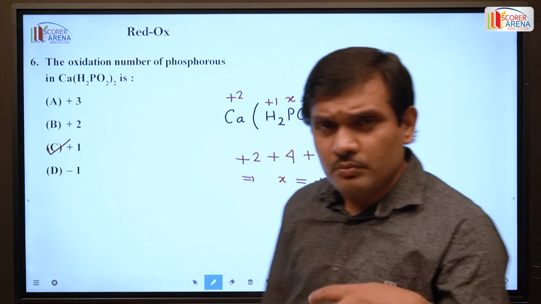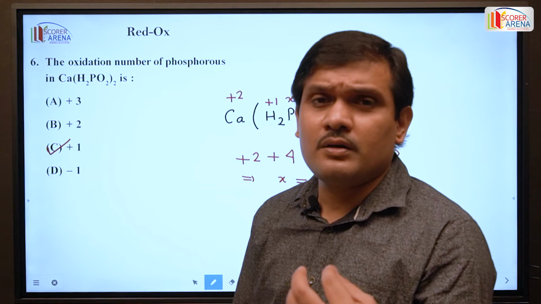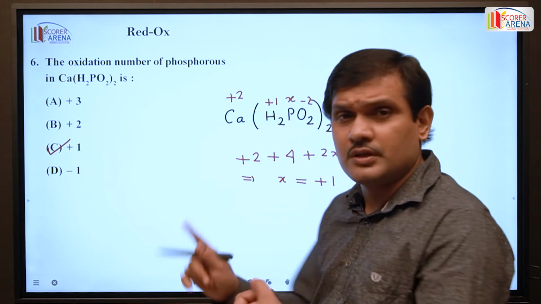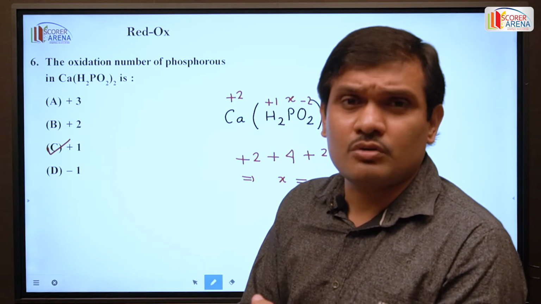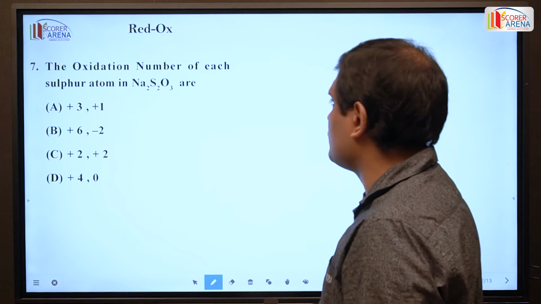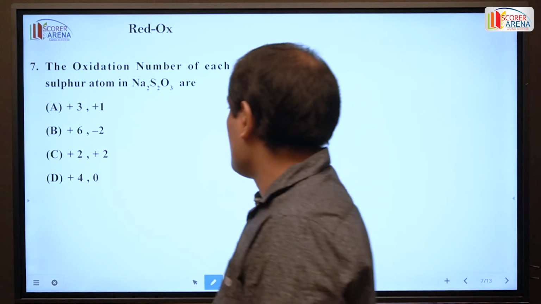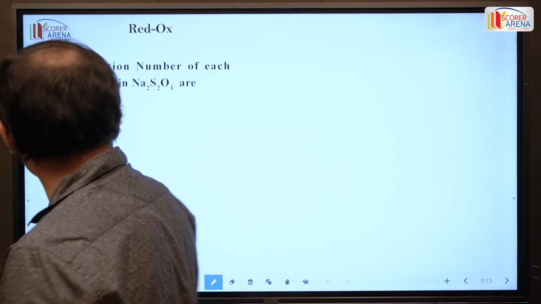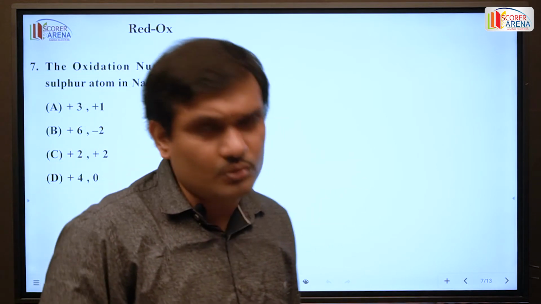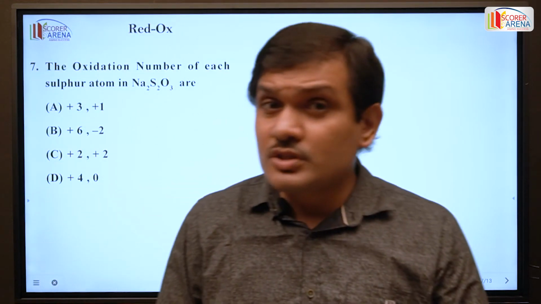Okay, so here we are dealing with how to find out oxidation number in different cases. All these problems deal with the calculation of oxidation number in different cases. Let us move to the next question. What is the oxidation number of each sulfur atom in Na2S2O3? Each sulfur atom, think oxidation number for each sulfur atom.